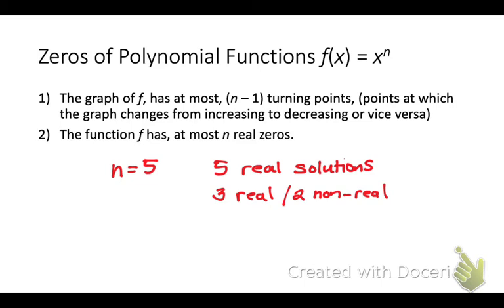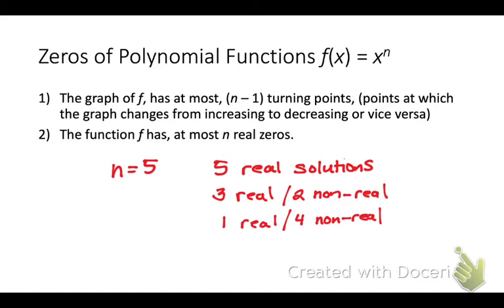If I jump down to 2, could I do 2 real, 3 non-real? No, can't do that. Could I do 1 real and 4 non-reals? That's a potential, right? We could have 1 real and 4 non-real solutions. Okay, so these are my only combos that I have available if my degree was 5.